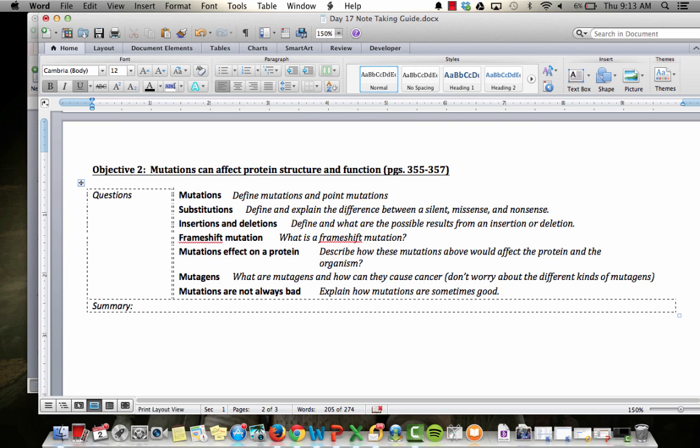But we're going to start with Objective 2 here, mutations, and we're going to talk about defining the mutations, the types of mutations there are, and how they affect the protein, and then talk about different ways that these mutations are actually caused. All right, so let's go ahead and start with the term mutation, and let's define it.